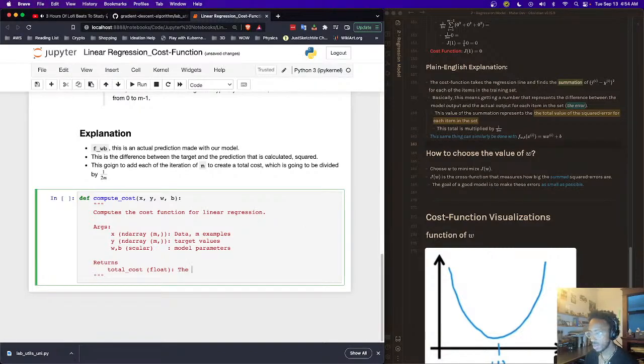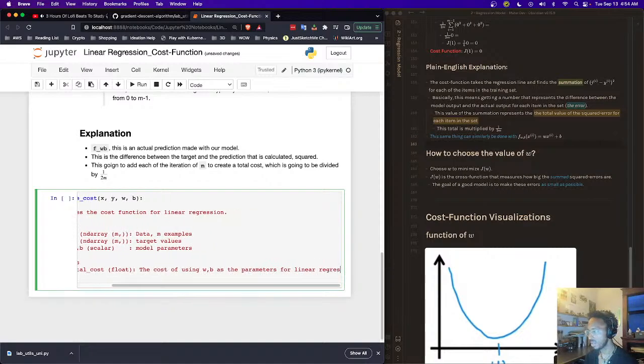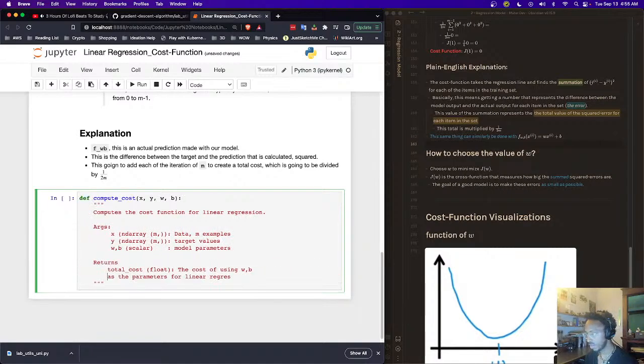So the cost of using these as the parameters for linear regression, we'll break this up.